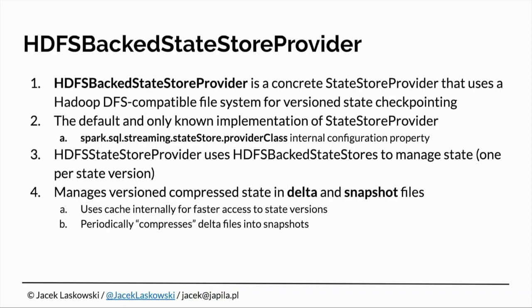These Delta files contain changes across versions of your state. Once in a while, this provider will kick off this process of snapshotting all these Delta files, by default it's 10 Delta files, and make it available as a combined state in a snapshot file. So you will see lots of Delta files and snapshot files in your checkpoint location under the state directory, under operator ID, under partition ID. We'll see it in a moment, hopefully.